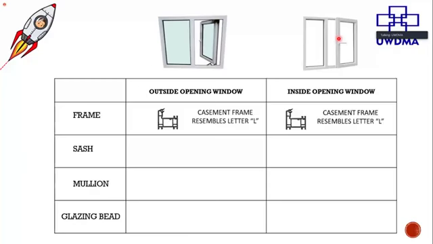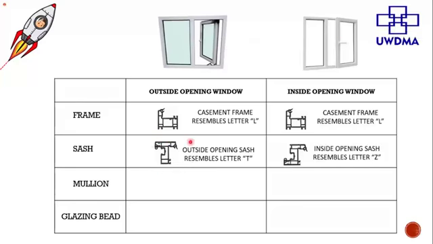Now let's compare the profiles being used in both the windows. In both the windows, we are going to use the same casement frame, the L1. In the outside opening sash, we are going to use the T sash, and in the inside opening one, we are going to use the Z sash. One more profile used in these windows is the mullion. So we have the L frame with the T sash, and the L frame with the Z sash.